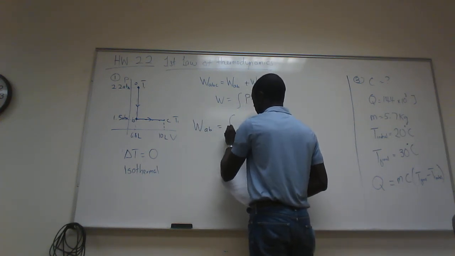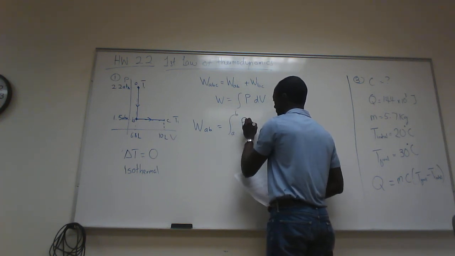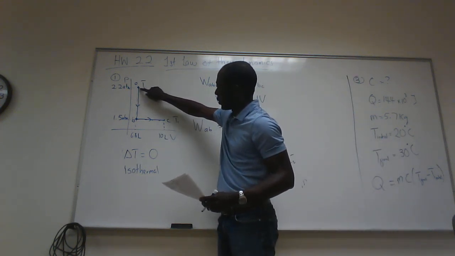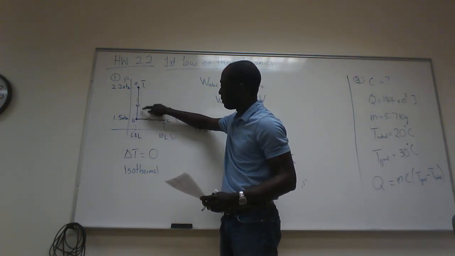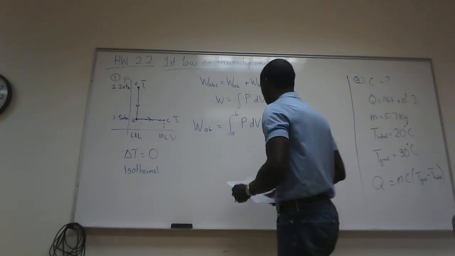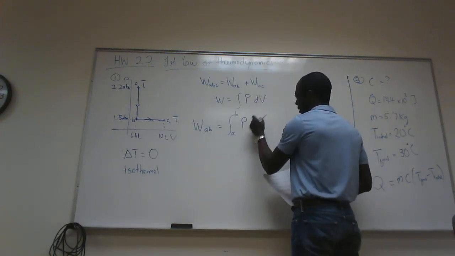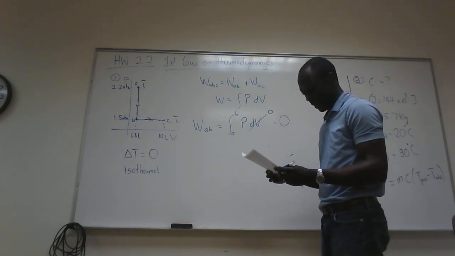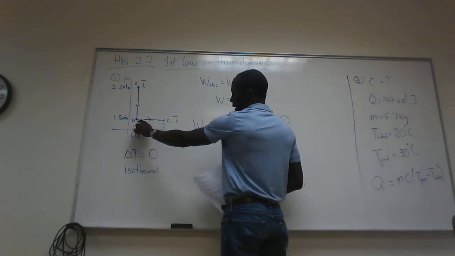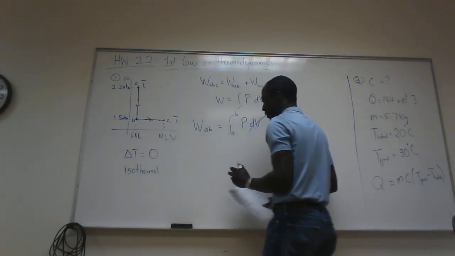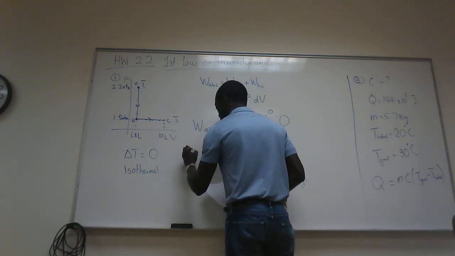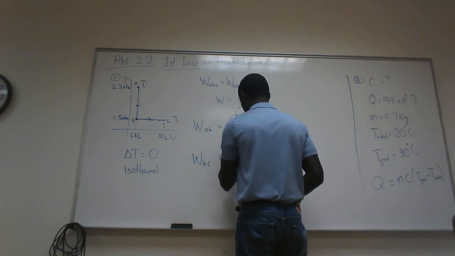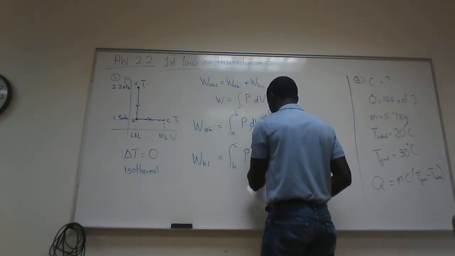All right, so going from A to B, the pressure goes from 2.2 to 1.5 atmospheres, but we see that the volume remains constant. So since volume is constant, this dV is 0. So the work done going from A to B is just going to be 0 joules. And so now we can calculate the work done going from B to C where we have a change in volume. So the work done going from B to C will be equal to the integral going from B to C of the pressure dV.